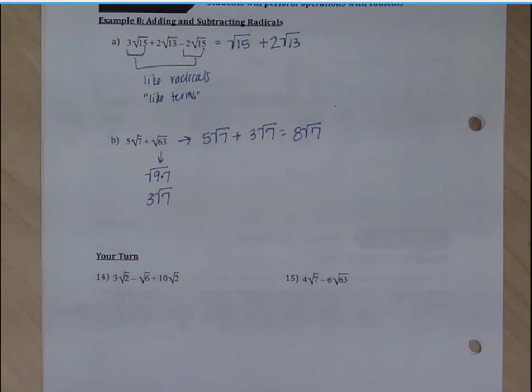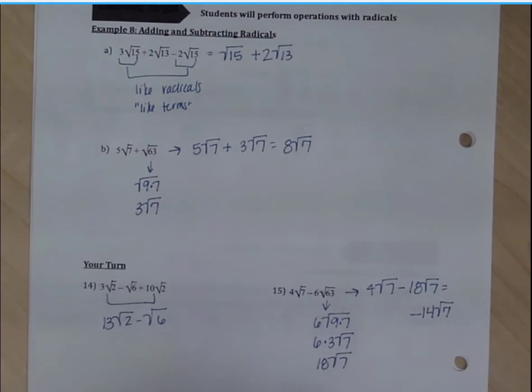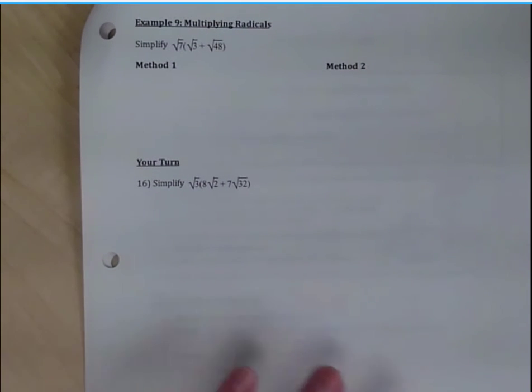Now it's your turn. Go ahead, hit pause. Try these next few problems. When you're done, come back and check your work. All right, with 15, got to be careful here because we have a coefficient. So the square root of 9 is 3. 6 times 3 is 18. So we end up with 18 square root of 7. Then we have 4 square root of 7 minus 18 square root of 7 gives us negative 14 square root of 7. So now let's take a look at multiplying radicals.